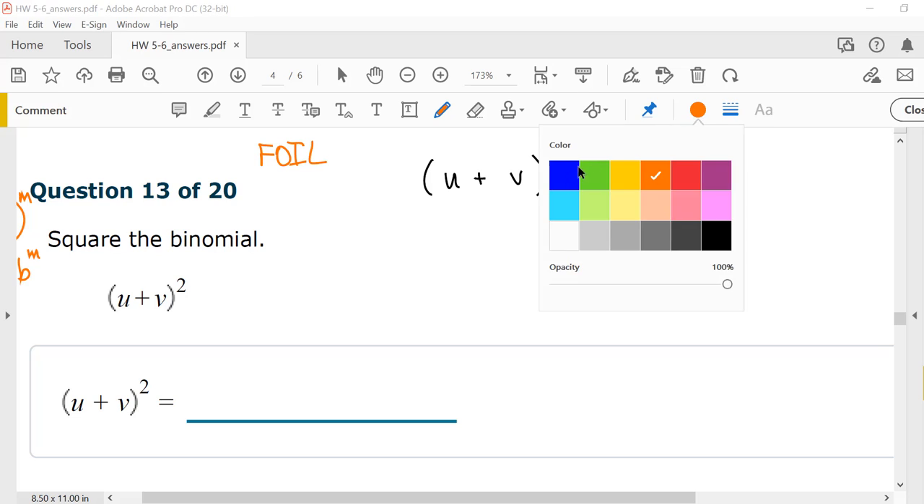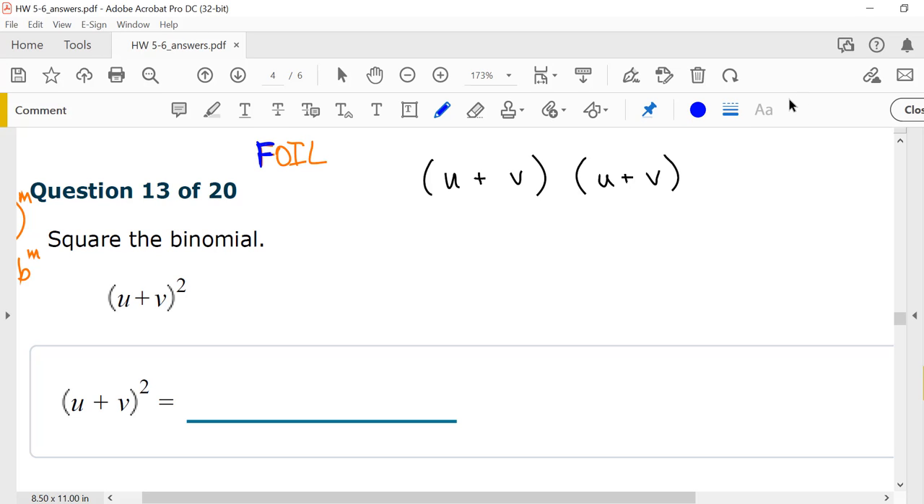My first terms, u times u is u squared. My outer terms, u times v gives me plus uv. My inner terms, v times u. You can write vu or let's do uv. And the last terms, v times v is v squared.